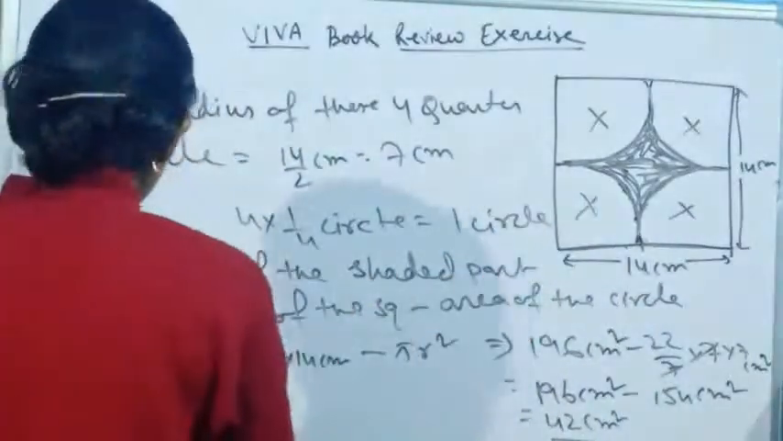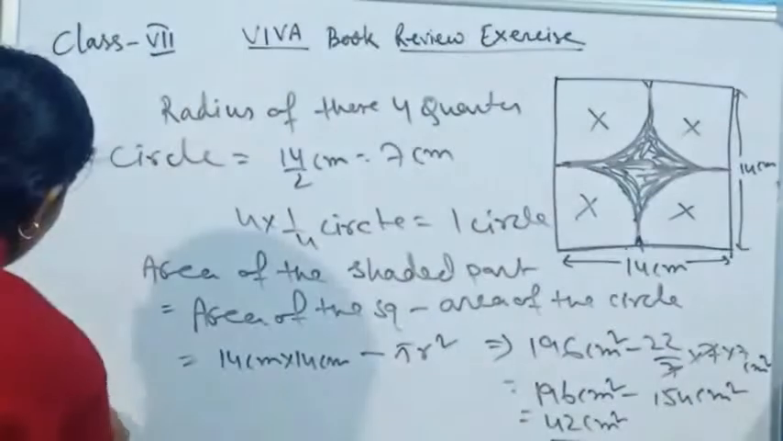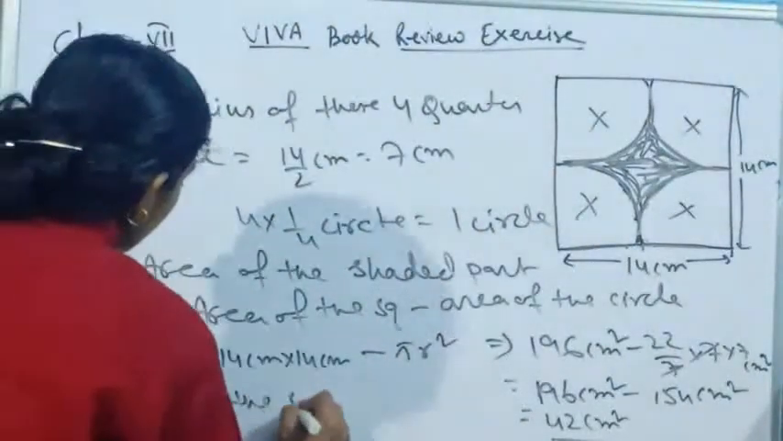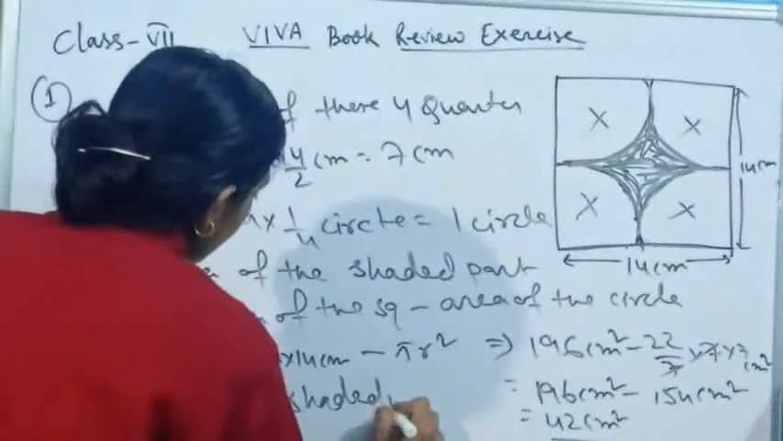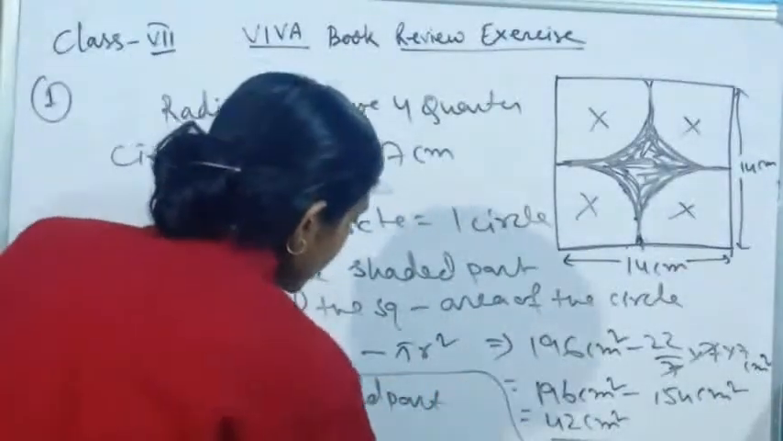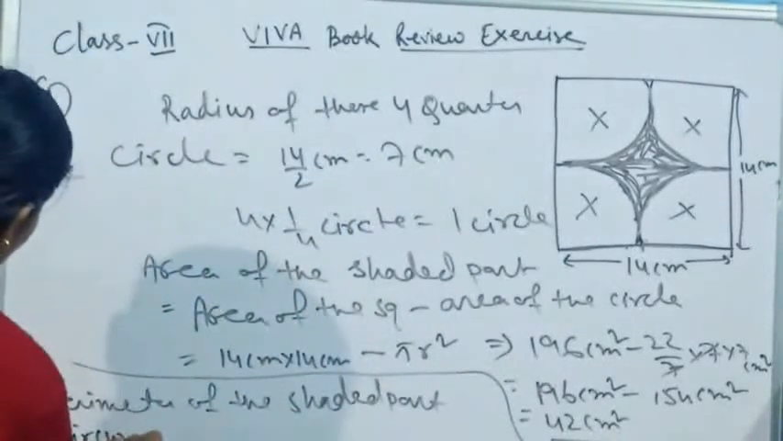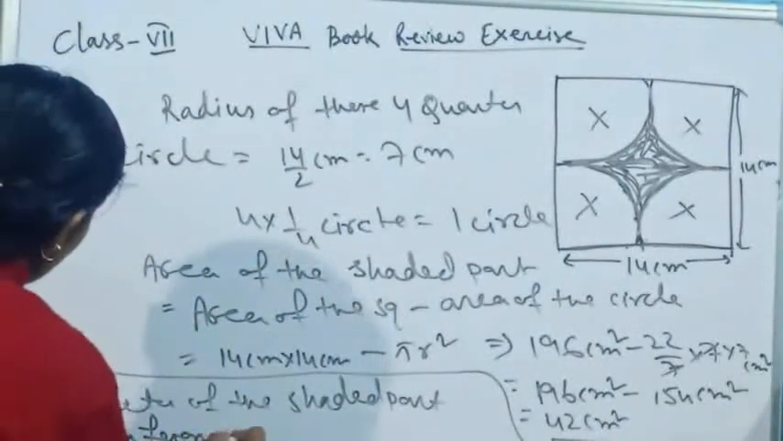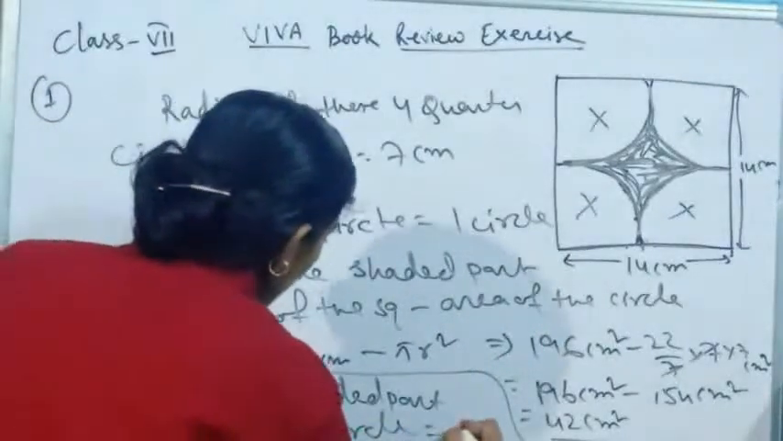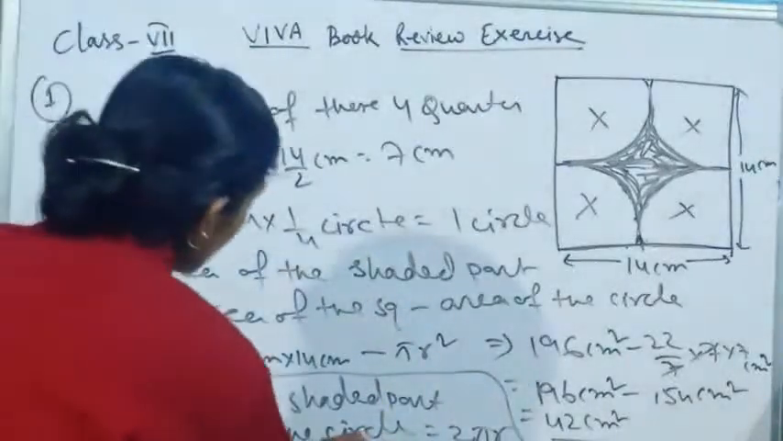So here the perimeter of this shaded part equal to, what can you write here? That is equal to the circumference of the circle. Equal to what? By formula we know this is equal to 2 pi r. Let's put the value of 2 pi r.